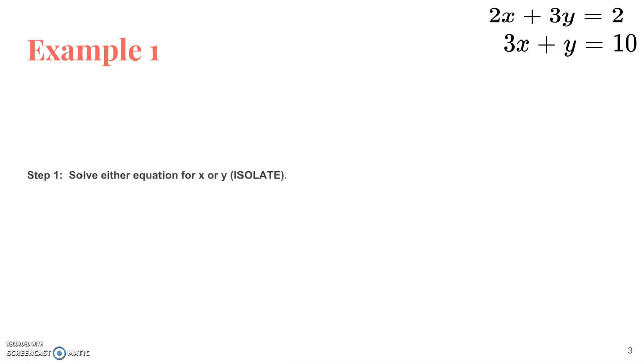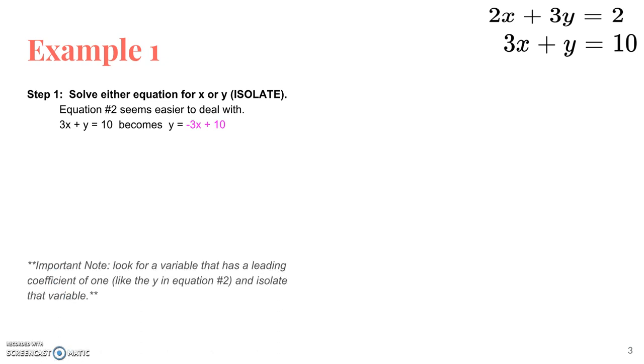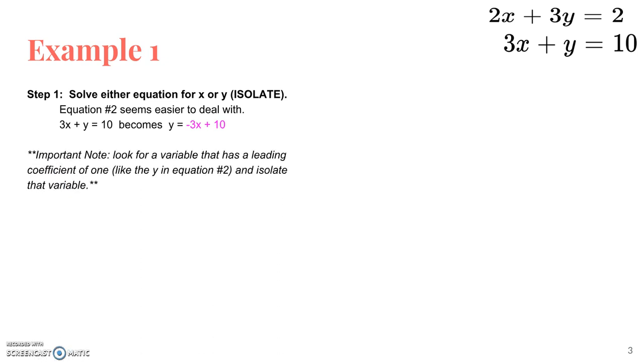Our first step is to solve either equation for x or y. Basically, we want to isolate one of the variables. Equation 2 seems a little easier to deal with, so we're going to use that one. So I'm going to take the second equation, 3x plus y equals 10. I'm going to subtract 3x from both sides to isolate the y. So I will get y equals negative 3x plus 10. One important note, try and look for a variable that has a leading coefficient of 1, like the y in the second equation. If you do this, it makes your job a little bit easier when you're trying to isolate for the variable.